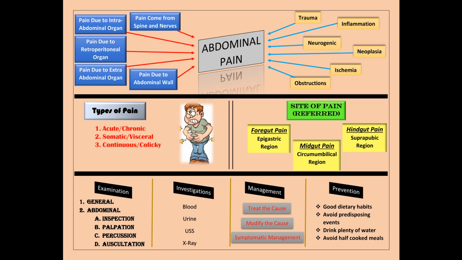Also, abdominal pain could be due to extra-abdominal organs like pneumothorax and myocardial infarctions. Pain due to retroperitoneal organs is like in the kidneys, inflammation over the kidneys, adrenal gland, and pancreas. So, somatic pain is well localized and visceral pain is poorly localized. Referred pain is pain felt in a part of the body other than its actual source.